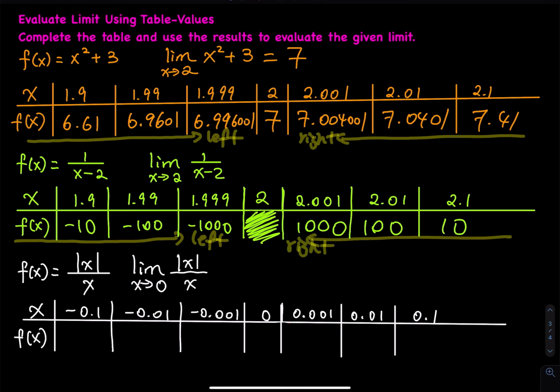What happened? As x approaches 2 from the left, it looks like we have a negative infinity. The y is getting so big and negative. As x approaches 2 from the right, the y is getting so big and positive. So we have one negative infinity and one positive infinity. Since they are not equal, I will just say the limit does not exist.